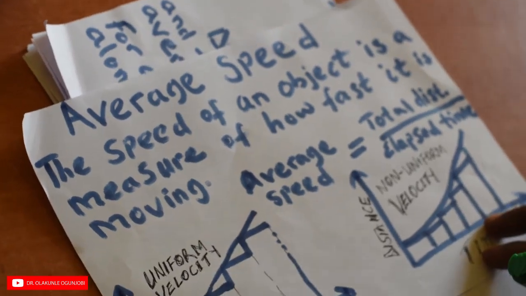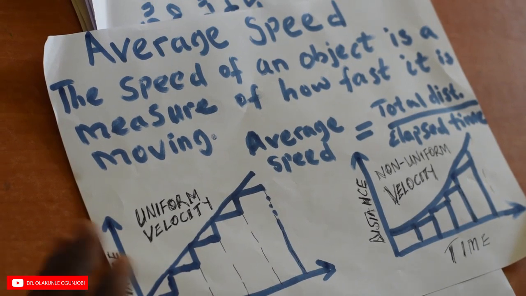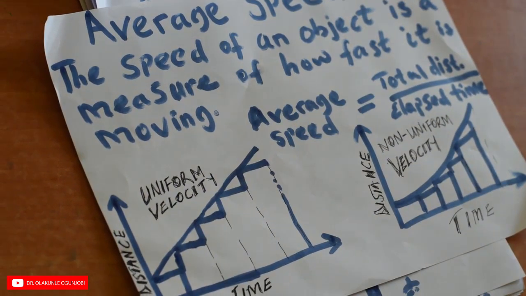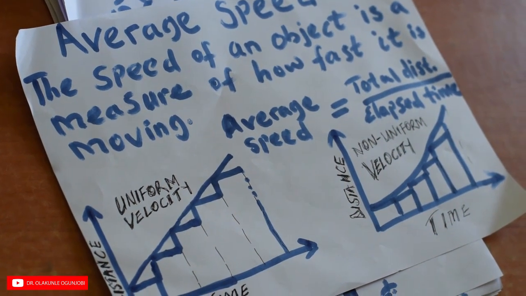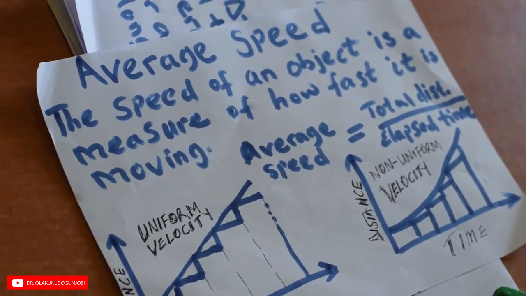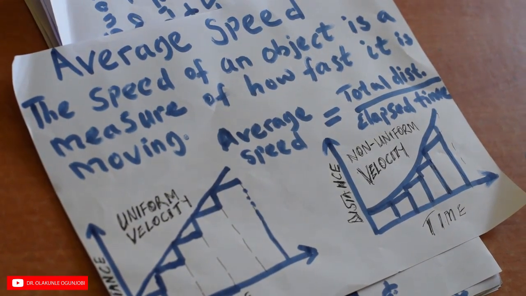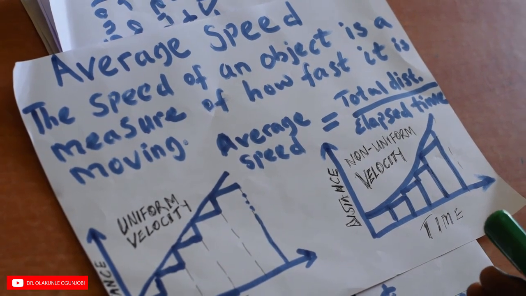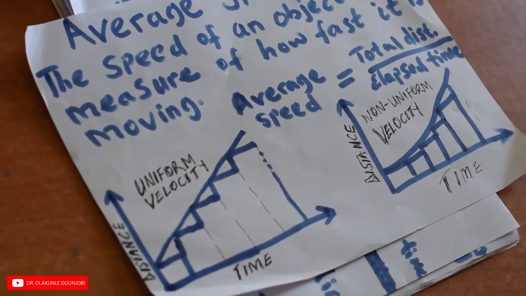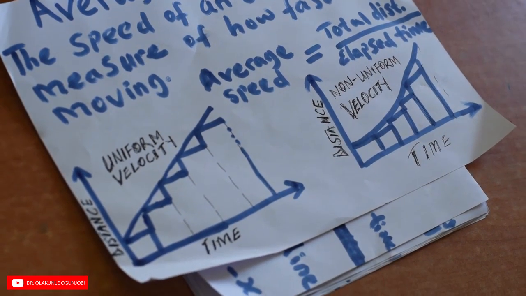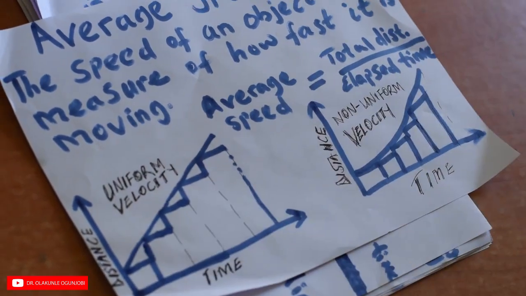Average speed is what we shall be considering now, still looking from the kinematics in one dimension perspective. The speed of an object is a measure of how fast it is moving. Average speed is the total distance over elapsed time, the total distance traveled divided by the time taken, which is mathematically given as this.